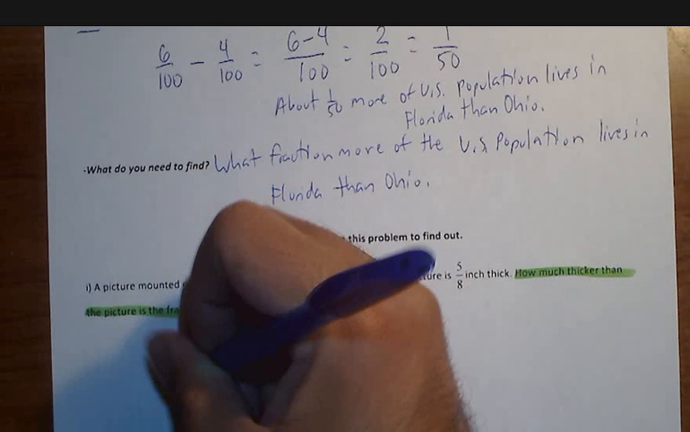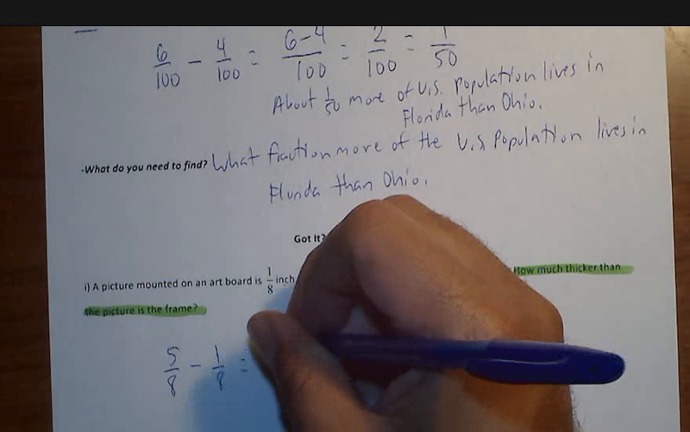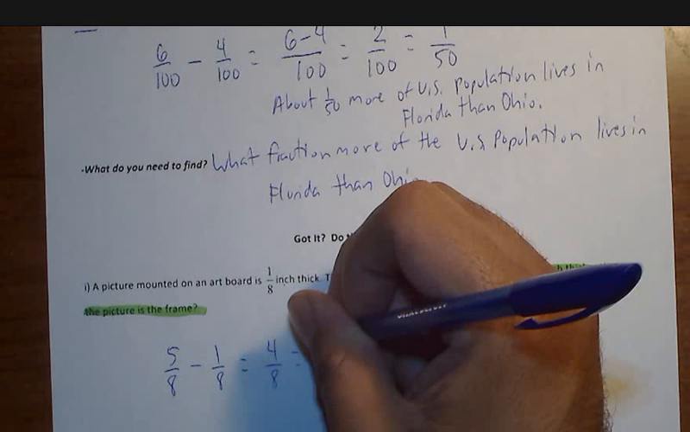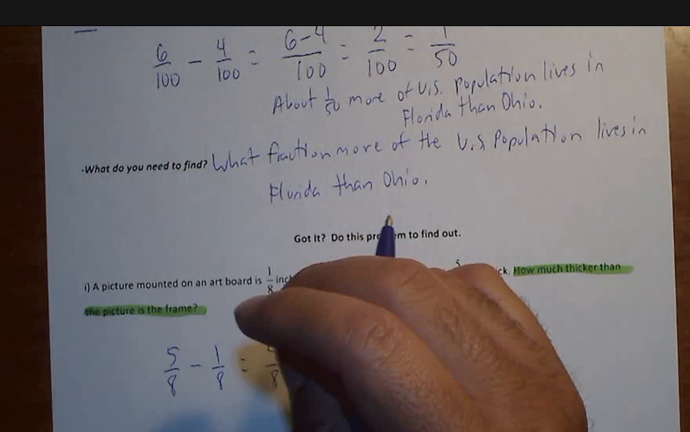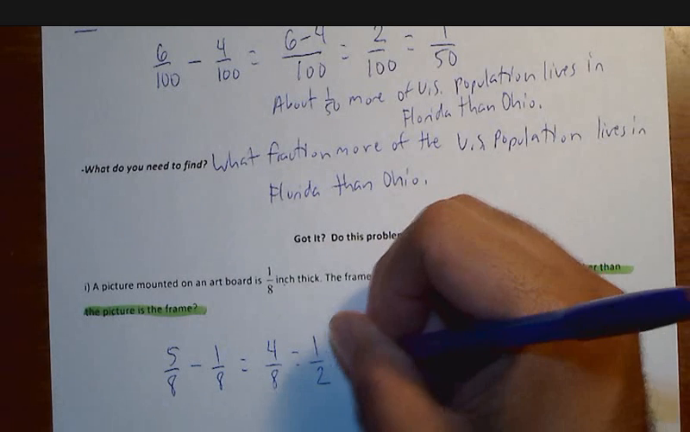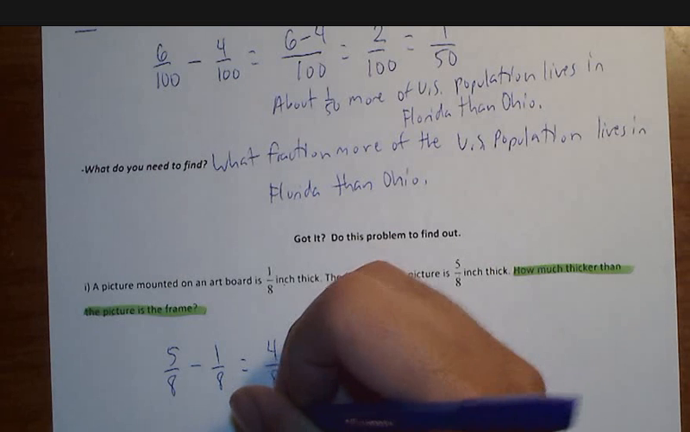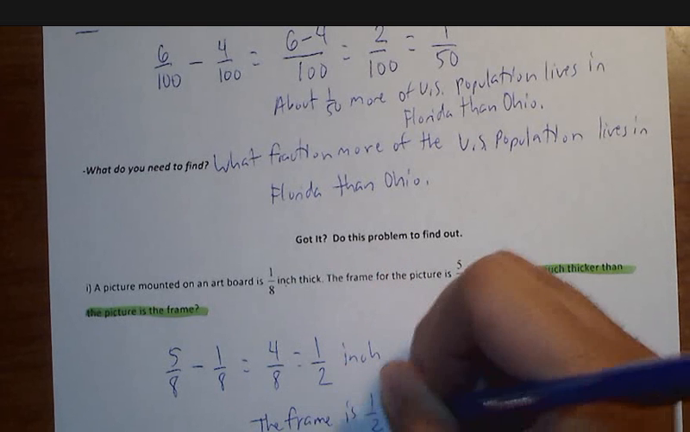5 minus 1 gives me 4/8. Common denominators, I keep the same denominator. I simplify 4/8 by dividing 4 divided by 4 to give me 1. 8 divided by 4 to give me 2. 1/2 an inch. So the frame is a 1/2 inch thicker than the picture. So we're going to write that as the frame is a 1/2 inch thicker than the picture.